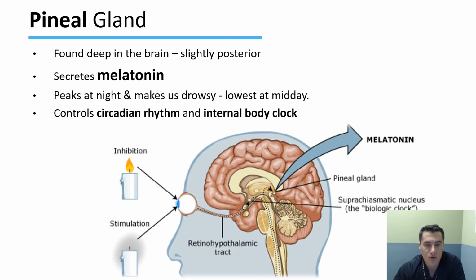The pineal gland, which is found deep in the brain, slightly to the back, so posterior, secretes melatonin. I think of tonin, sounds like tonight, and I say that because it peaks at night time and it makes us feel drowsy. So this is the hormone that helps us to relax and fall asleep. So it makes sense that it's lowest during the day or midday. It controls circadian rhythm and internal body clock.